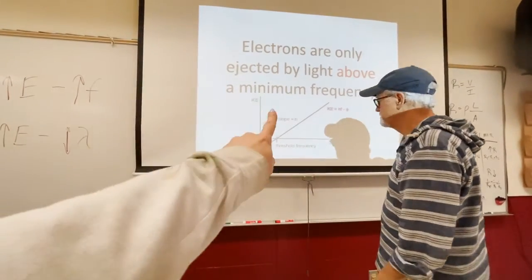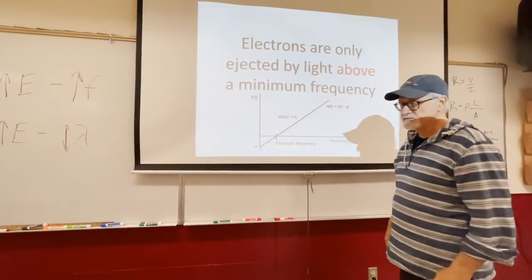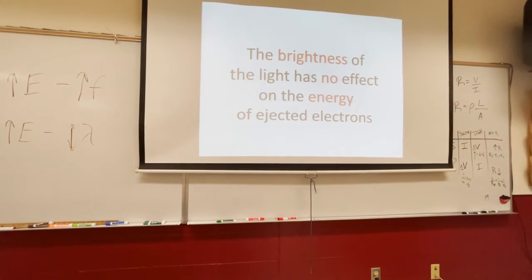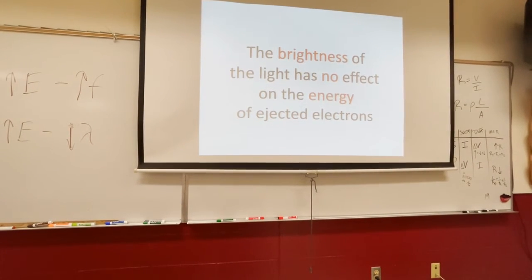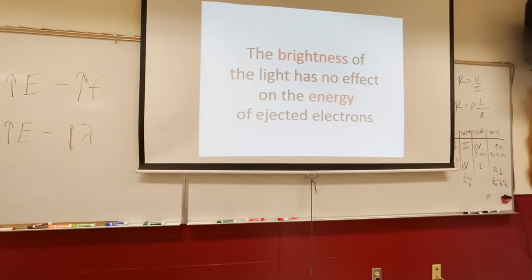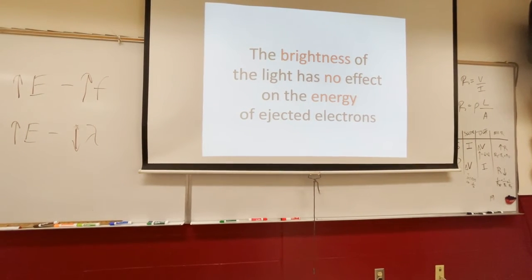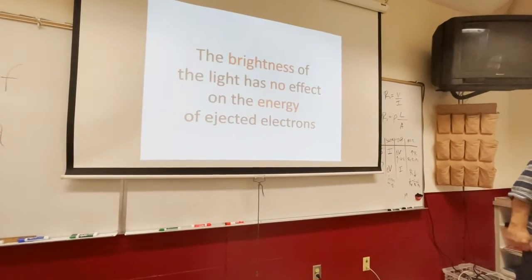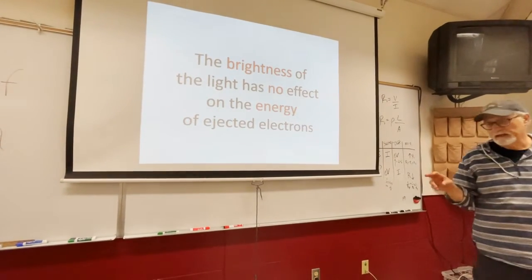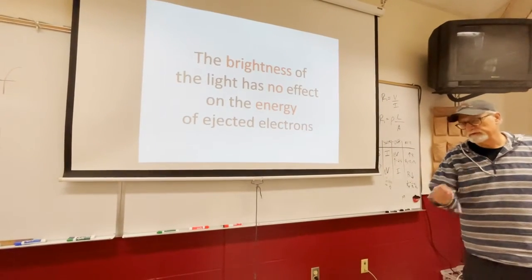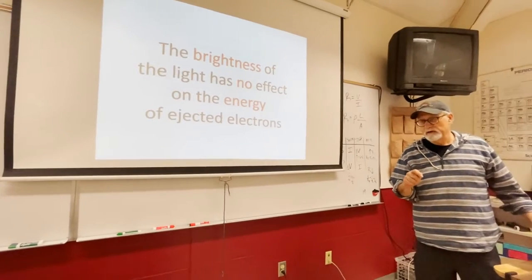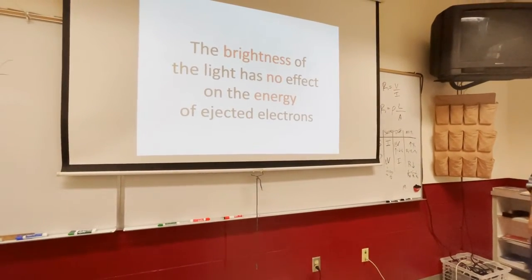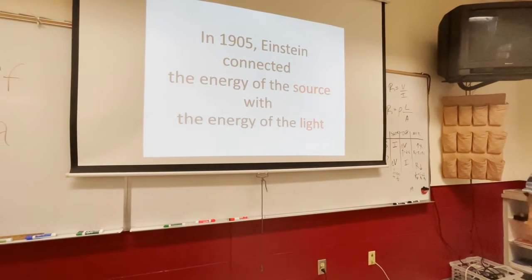Oh, there's that phi thing that I was talking about. Yeah, that's called the work function. Oh, that's what it is. The work function. Okay, the brightness of the light has no effect on the energy of the ejected electrons. It's all about the frequency. Yep, only the frequency, only the color of the light. You can have very dim light, and electrons will be emitted. Not very many, but I recall that.